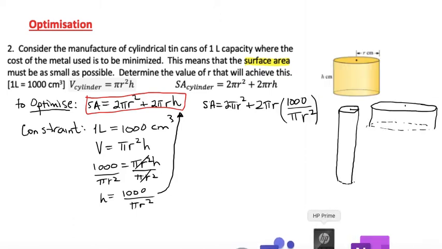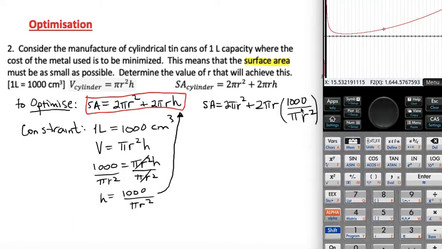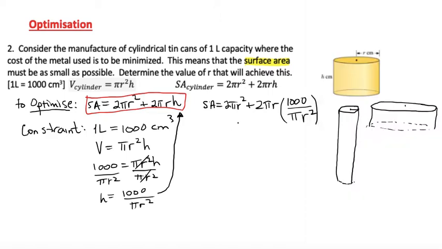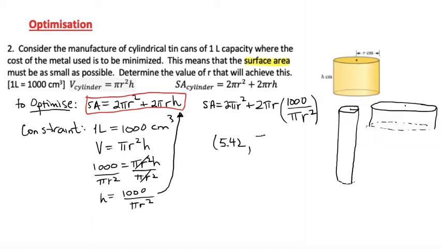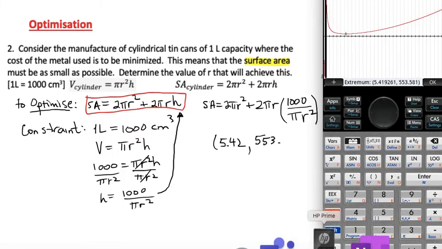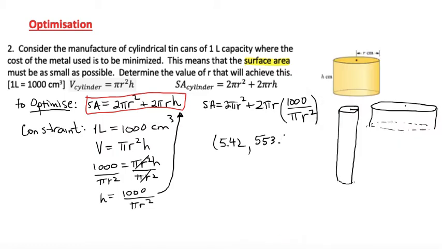Once you've got a nice graph, there it is. So I have 5.42 for the radius, and 553.581 for the surface area.